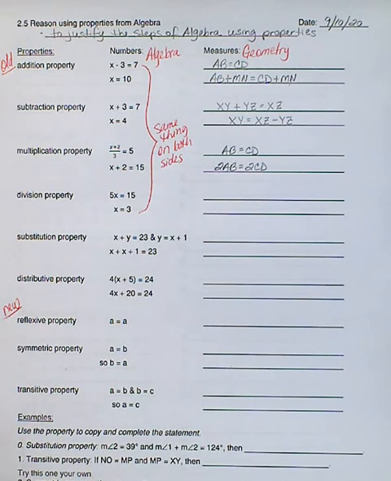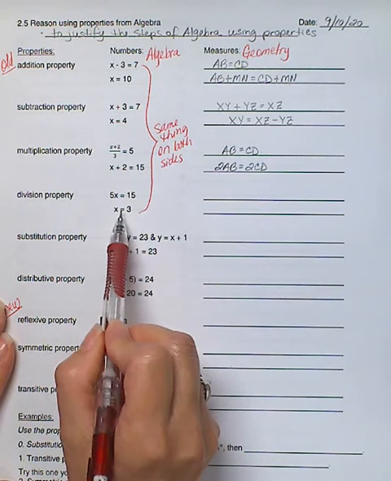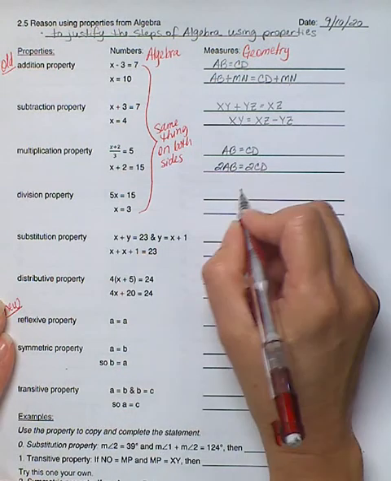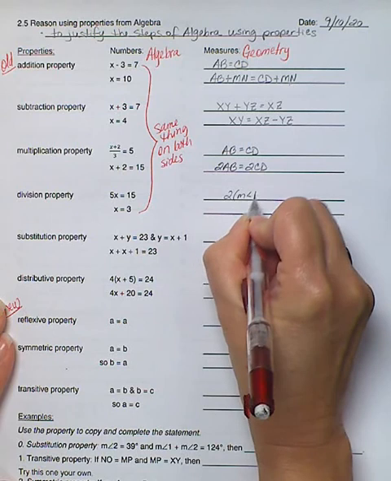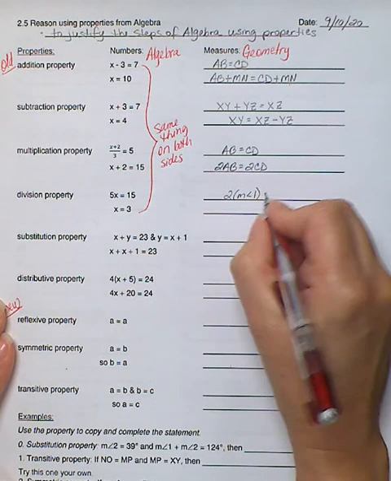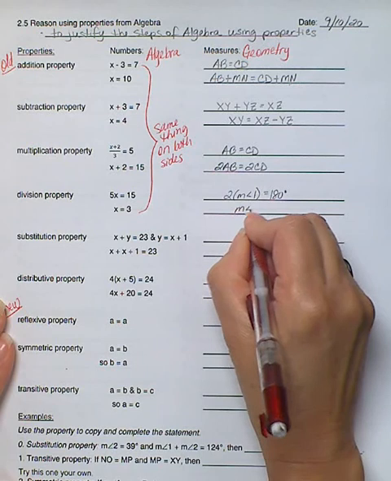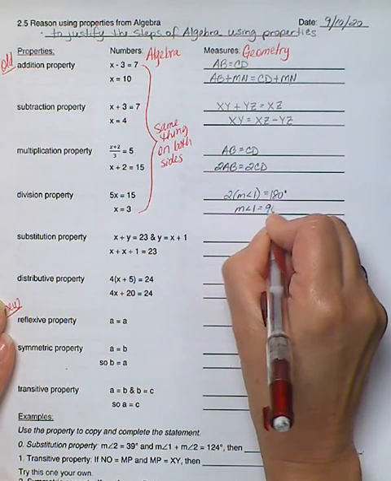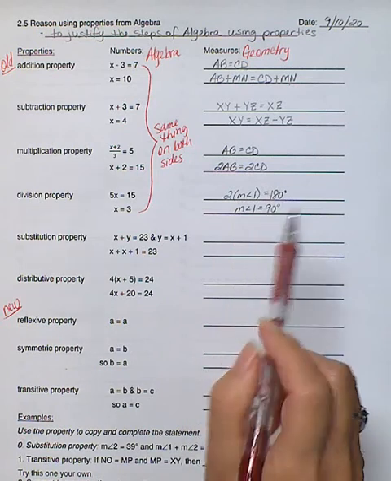The division property: if these two are equal to start with, as long as I divide both sides by 5, then it's still equal. Okay. This one might look a little more familiar because I'm going to put some actual numbers in here. If I knew that twice the measure of angle 1 was 180 degrees, and I asked what's the measure of angle 1, you can tell me it's 90 degrees because you divided both the left and right side by 2.